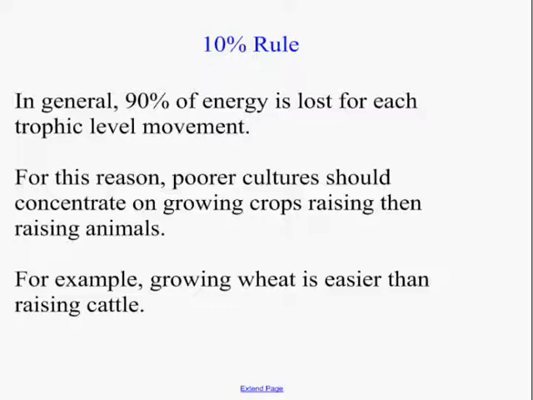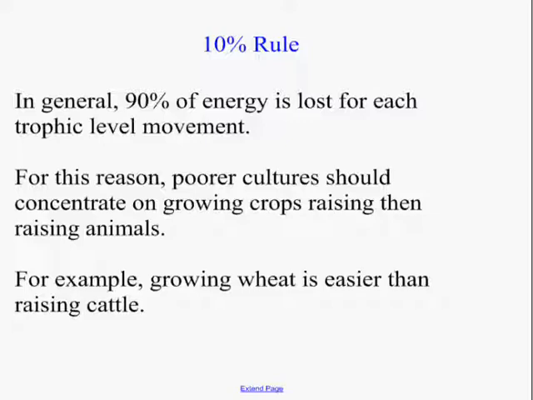Unfortunately, every time you go from one organism to another, every time there's an arrow, it obeys the 10% rule. This means that only 10% of the energy, on average, is transferred. You lose 90% every time you go from one trophic level to the next. Wow, that's incredible. So let's go ahead and think about those three levels before.